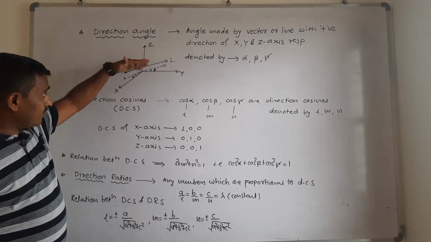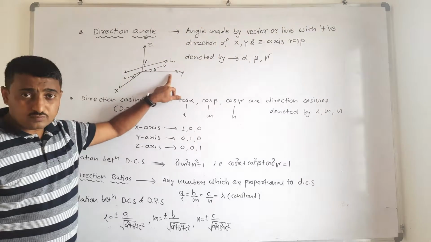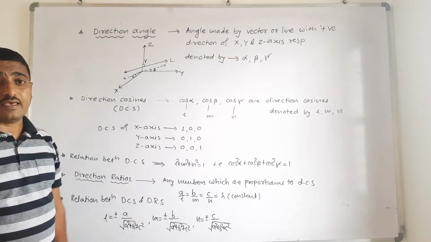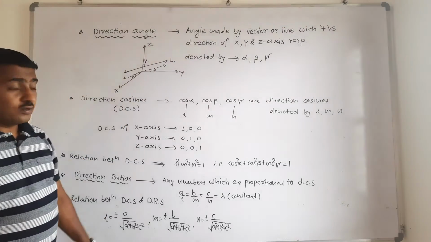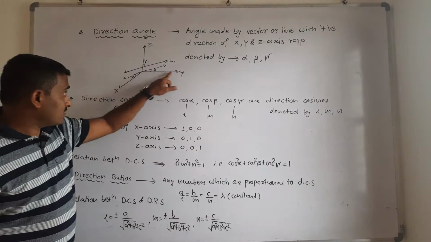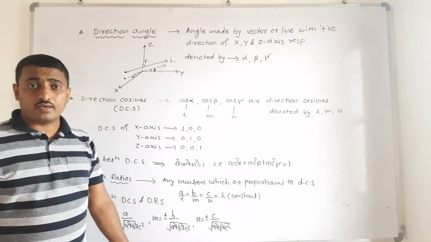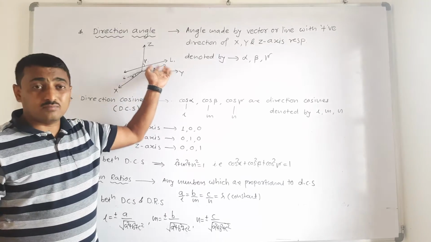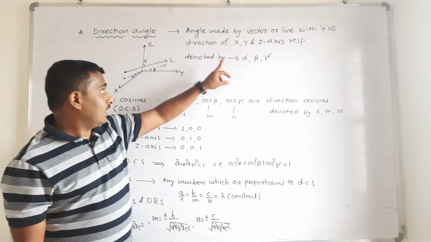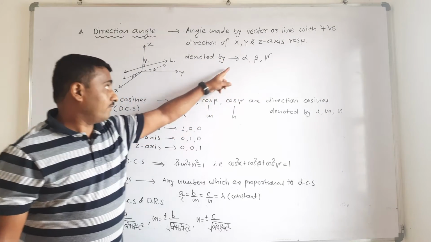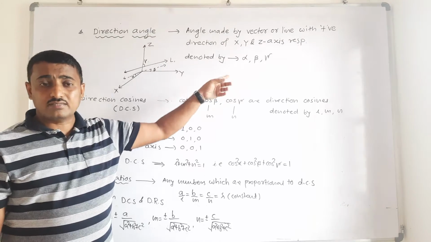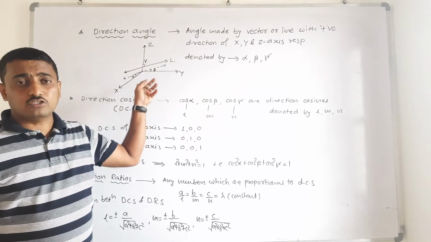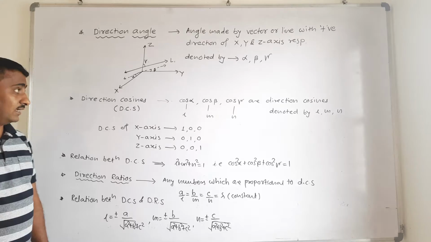ही लाइन आहे, या लाइन ने x axis बरोबर केलेला अँगल, y axis बरोबर केलेला अँगल आणि z axis बरोबर केलेला अँगल with positive direction of x axis, y axis and z axis. Positive direction of x axis, y axis and z axis बरोबर केलेला अँगल जो आहे या लाईननी, that angles are nothing but direction angles denoted by alpha, beta and gamma. Alpha, beta, gamma are the respective direction angles, that is angles made by a line with positive direction of x axis, y axis and z axis.